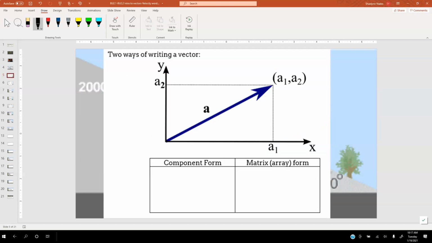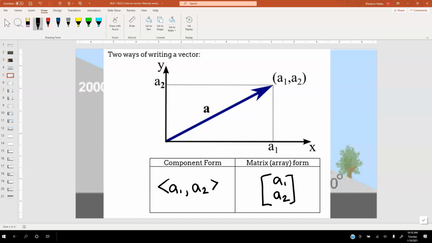Okay, so there are two ways of writing a vector. So let's say this is my vector A, and it's on a graph. Its initial point is on the origin, the terminal point is somewhere on the graph, and that point is A1, A2. There's component form, which will be written like this. Notice it's almost exactly a coordinate pair, but now it has those little greater than, less than signs as its way of forming it. Or you can write it in matrix form, which will be a single column matrix.